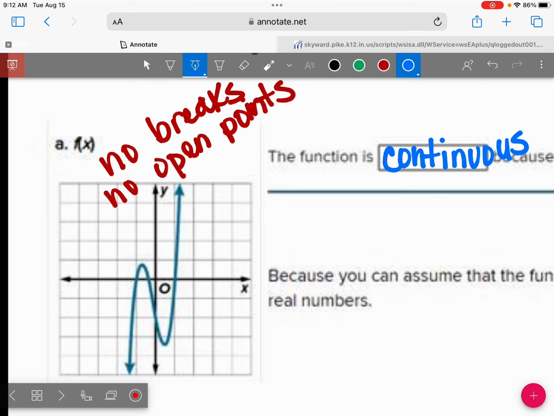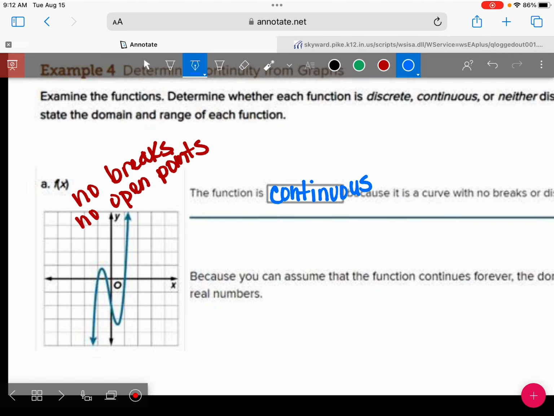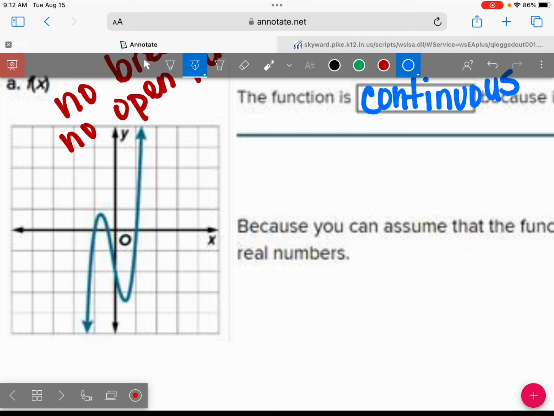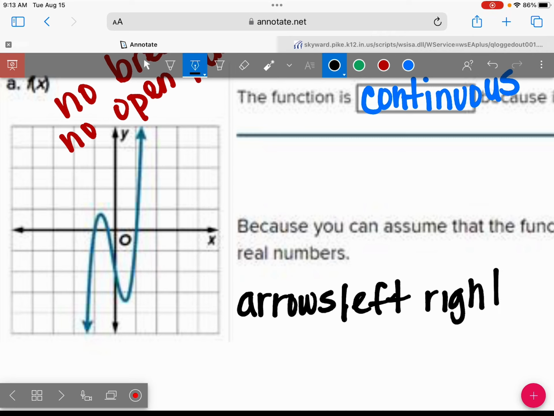Appreciate it. All right, so this is a continuous curve. This is continuous because we don't have any breaks or discontinuities. This is what we call an odd function. I want you to notice how we have arrows going left and right, and there are also arrows that go up and down.